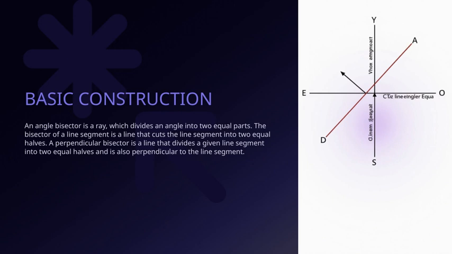Then there's the perpendicular bisector. This line not only divides the segment into two equal parts, but also intersects it at a right angle, making it perpendicular. This concept is especially useful in many geometric constructions and proofs, as it helps us locate centers and symmetries within figures. Overall, these tools, angle bisectors, segment bisectors, and perpendicular bisectors, are fundamental in constructing precise geometric figures and understanding the relationships within them.